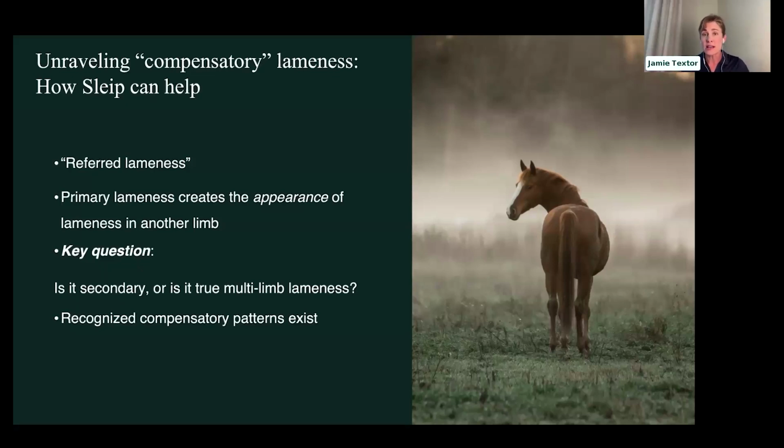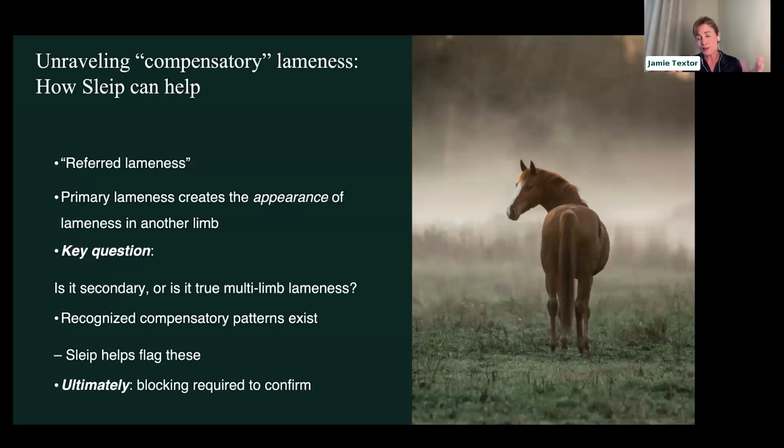But there are some recognized compensatory patterns, which is great because that means that when they arise, SLAPE will try to flag them for you and give you a little heads up, a little red flag. Hey, this might be a compensatory situation. Keep it in mind, okay, which I find helpful.